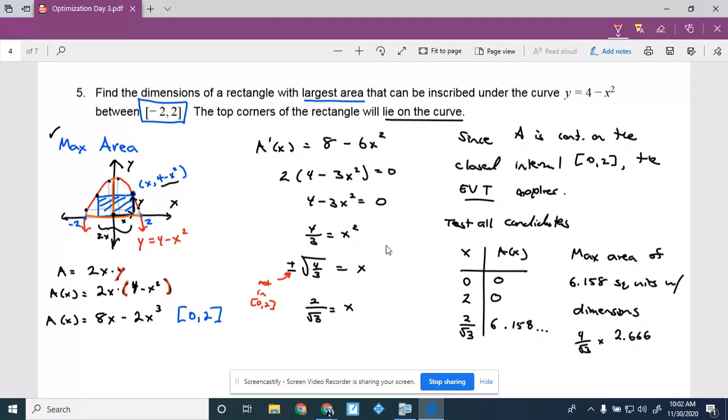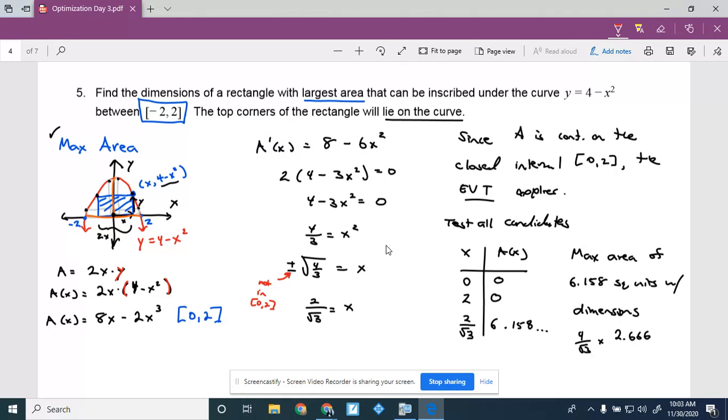I like doing it this way because if you have a continuous function on the closed interval, you can mention the extreme value theorem. If you remember, the extreme value theorem guarantees that if your function is continuous and you have a closed interval, then you'll have an absolute max and min, and they will occur at candidates. And candidates are critical points and endpoints. So let's get the critical points.